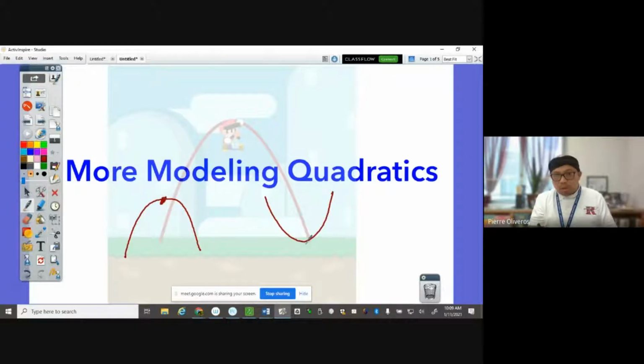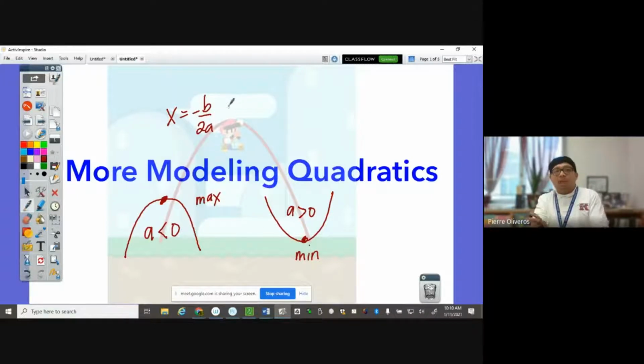This point is called the vertex, and the vertex can be a representation of its maximum value and its minimum value. If the leading coefficient is negative, it opens downward, and that gives us a maximum value. If the leading coefficient is positive, it gives us a minimum value. To find the vertex, we use the formula x equals negative b over 2a, which represents the axis of symmetry. Then we plug this back into our function to find the y-coordinate of the vertex.